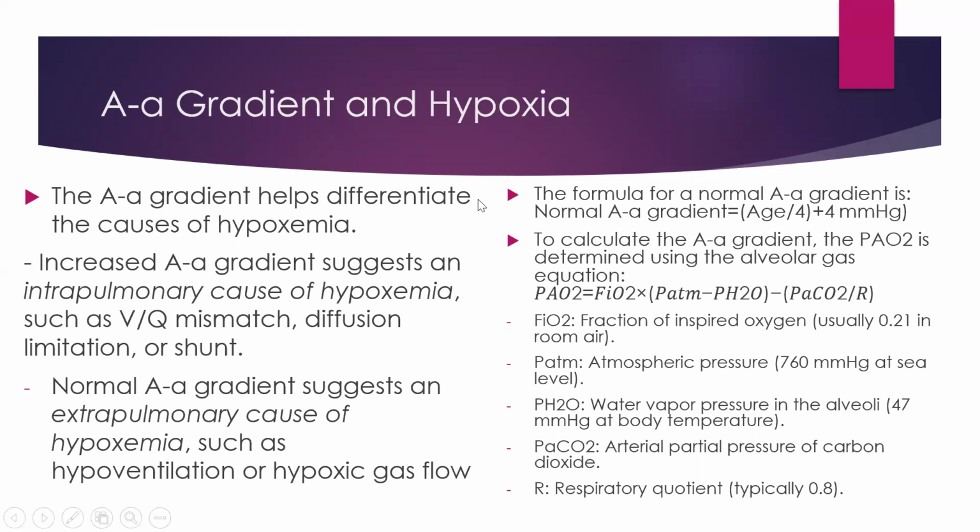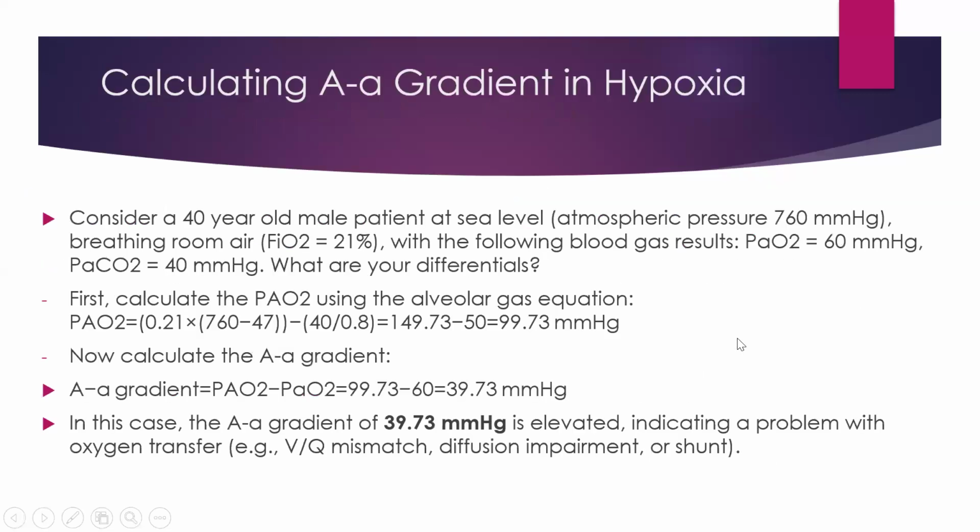It's important for us to be able to calculate this. The normal AA gradient is between 5 to 15. And if you're going to use a formula, you get age over 4 plus 4. So you get your PaO2, the arterial partial pressure of oxygen, from your ABG machine, but you need to calculate the partial pressure of oxygen in the alveoli. This is where our alveolar gas equation comes into play, and we're going to see that in the next slide.